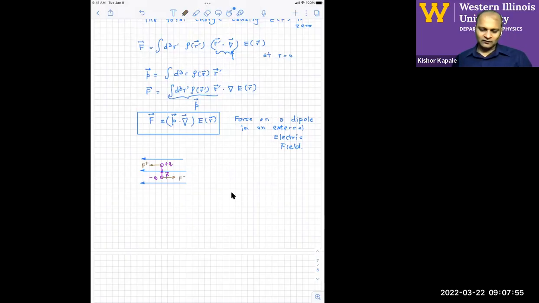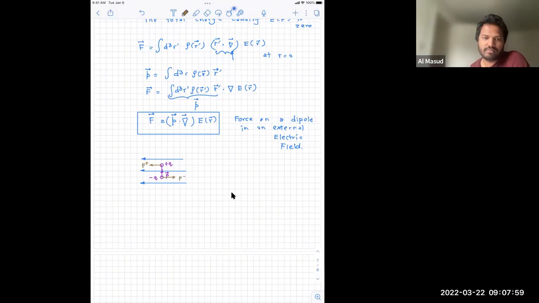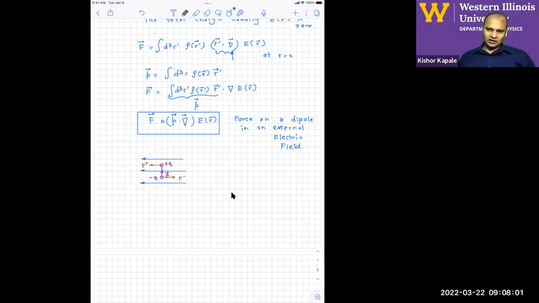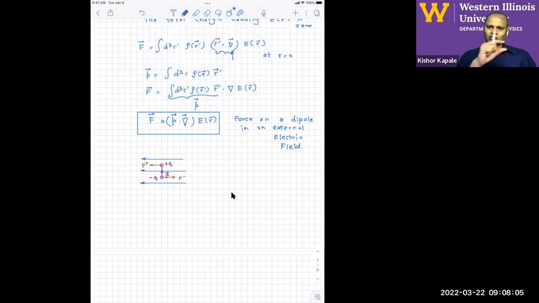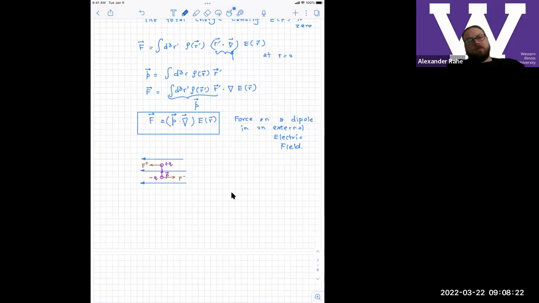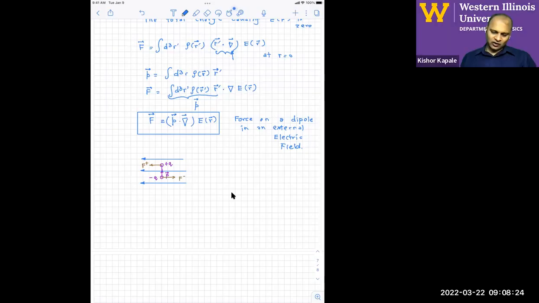And so what's the total force on the dipole? 0, right? Because the dipole is not going to move in the direction of the electric field if the electric field is uniform. But what else is it doing? Because you have two equal and opposite forces tugging on the ends of the dipole. What's that going to cause the dipole to do? Spin. Very good. So you have a torque.